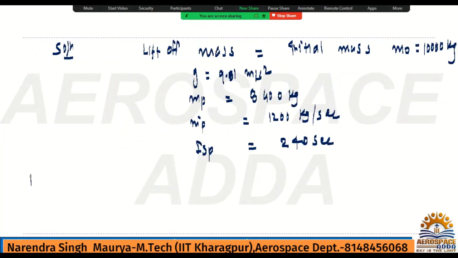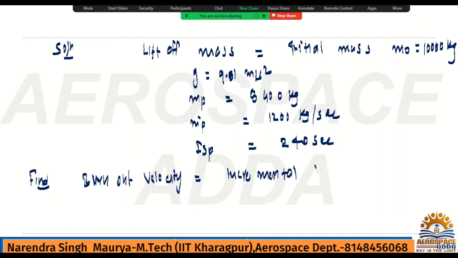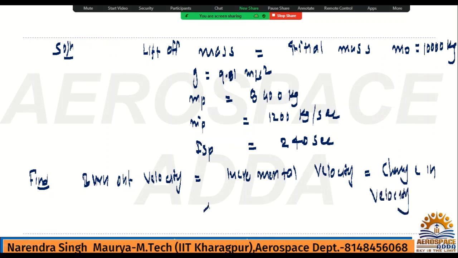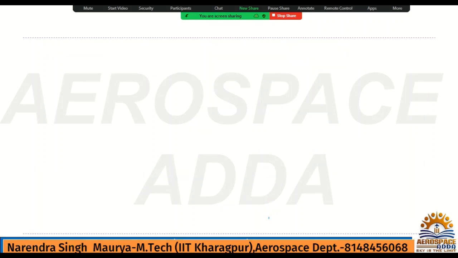What do we need to find? The burnout velocity. It is called incremental velocity, or change in velocity. These are the different names, and this is nothing but delta V. So based on this, you open the delta V box, the change in velocity box, and as per the given data, you check what the delta V is.